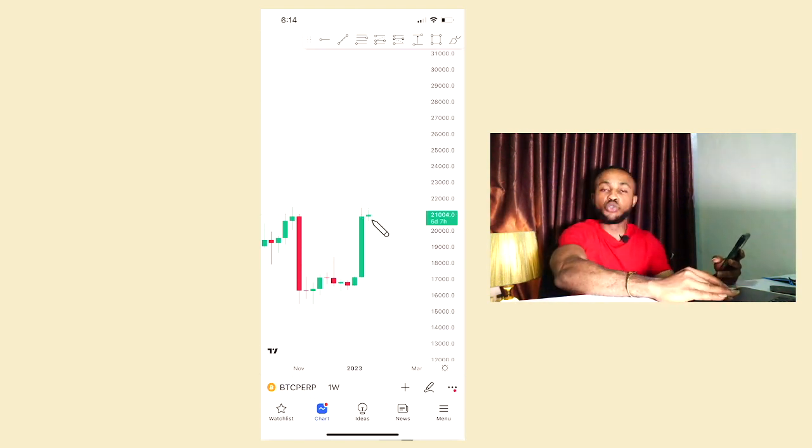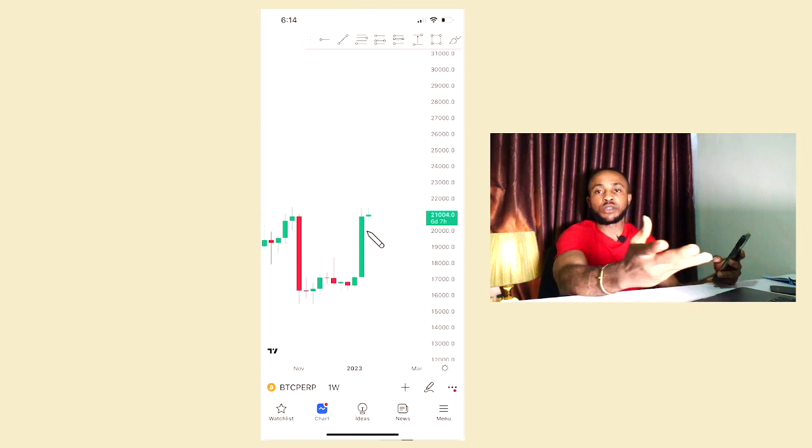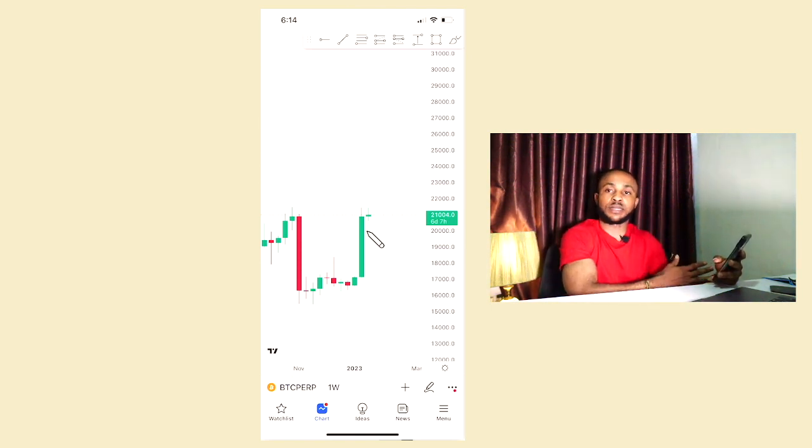So if this new week's candle closes below where last week's candle closed, it's going to be a red candle, meaning that it was a bearish close. Okay, it closed below the last week's price. That is how the different time frames and the different candles, the green and the red, actually work.